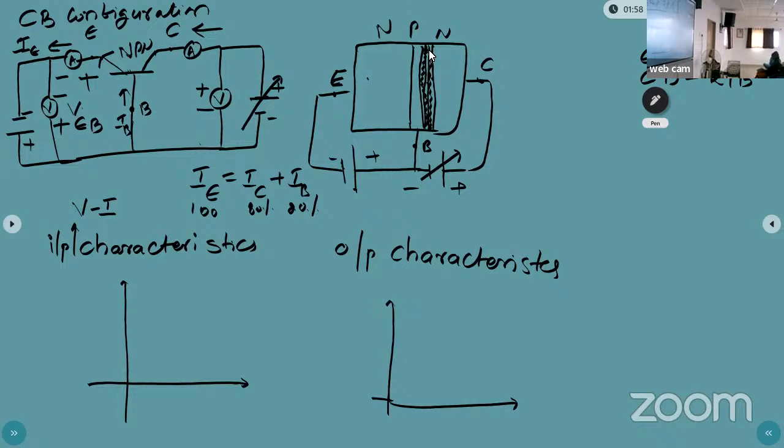Answer is correct. The increased junction width will penetrate into the base junction. Why? Answer is correct, the base junction. Okay, why?